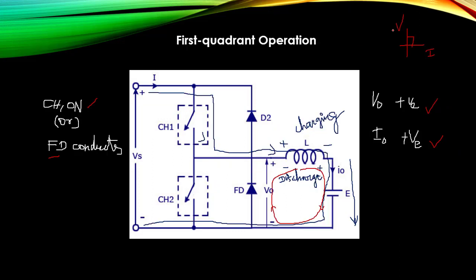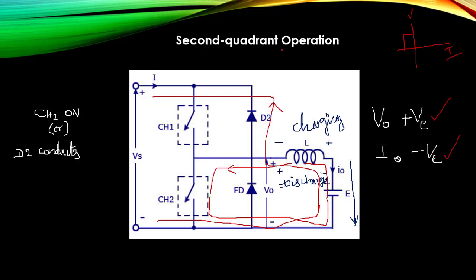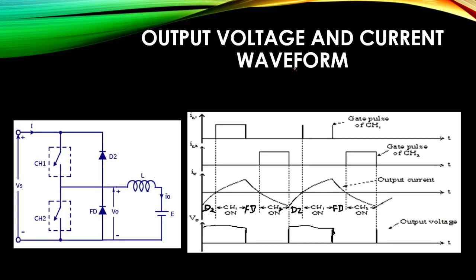The previous one we saw was the first quadrant operation. This is second quadrant operation. So these two quadrant operations take place together in the type C chopper. Now let me explain the waveform also. As I said already, when the switch CH1 is on, what will happen? The current will be like this.